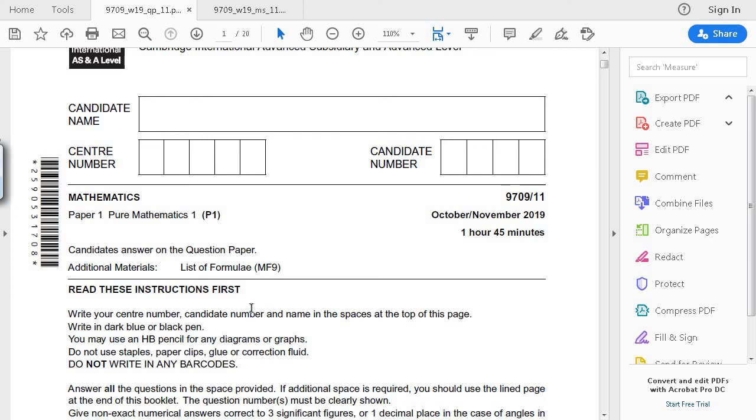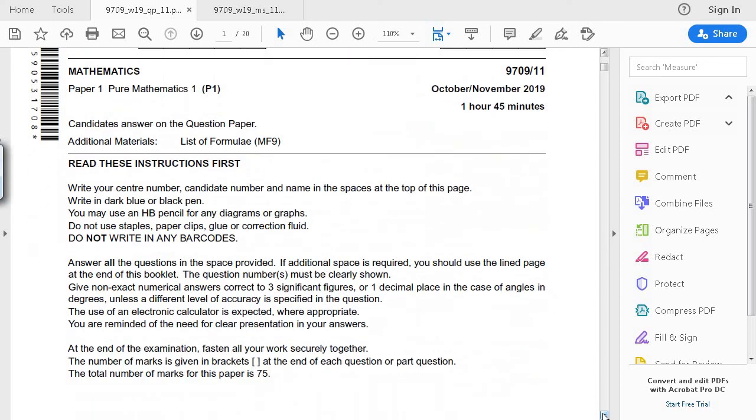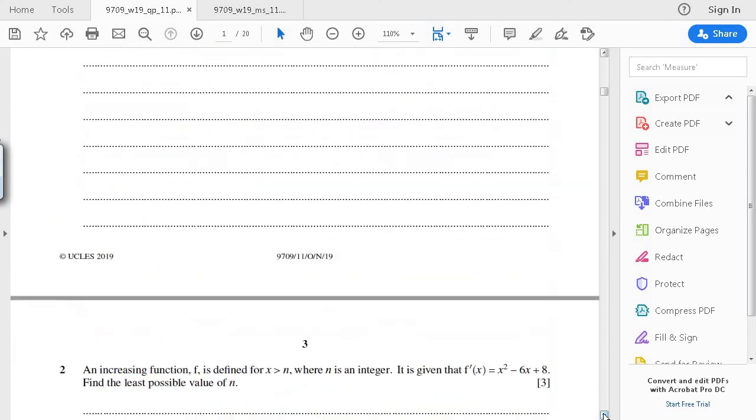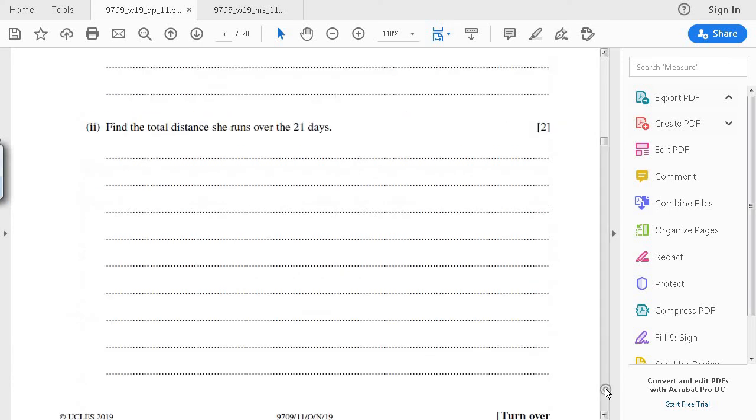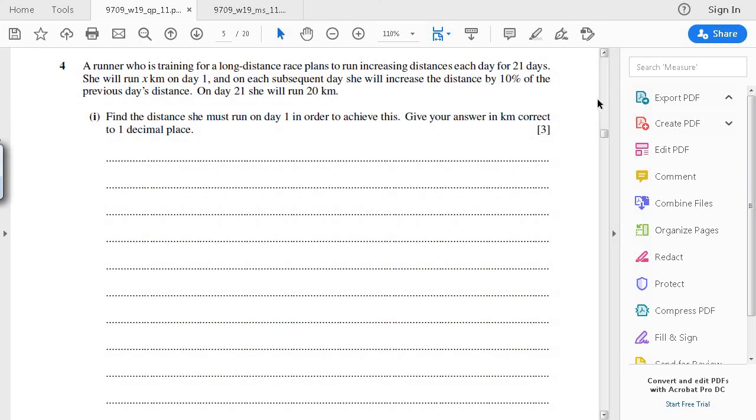Right, in this tutorial we're going to look at the October-November 2019 Pure Mathematics Paper 1 for Cambridge, that's for AS and A level. And we're going to look at question number 4. It's a series and sequence question.